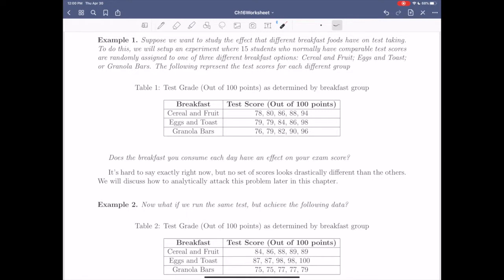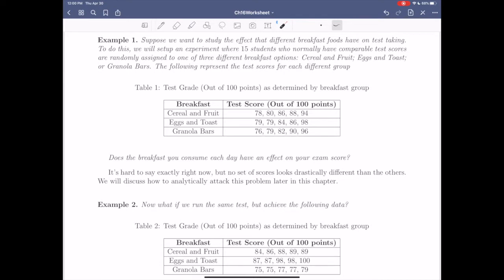So let's say I want to run a study where I want to determine whether or not the foods that a student has for breakfast change how they're going to do on a test later that day. And so what I've done is I've taken 15 students that all have comparable test scores, and I've split them up into three groups where I give each group a different breakfast, and then we give them the test and see how they did on the test, right? Did the breakfast have any effect or not?